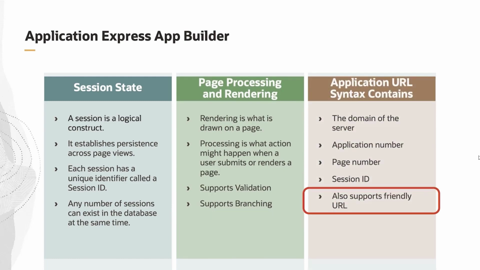Now, Application Express supports friendly URLs, and that means that the URL of the application itself is hidden. If you are not using user-friendly URL syntax, then the URL syntax contains the domain of the server, the application number, the page number, the session ID, and as I mentioned, it does also support friendly URLs to mask all of those details.